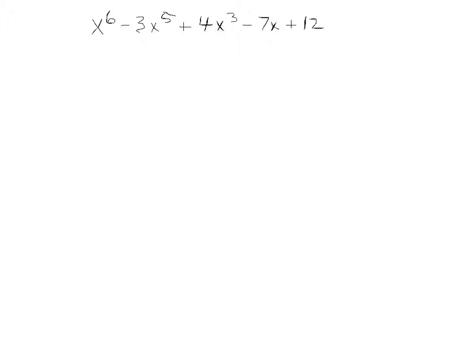Okay, the clock is running, so here we go. On the screen you can see I got a polynomial: x to the 6th minus 3x to the 5th plus 4x to the 3rd minus 7x plus 12.